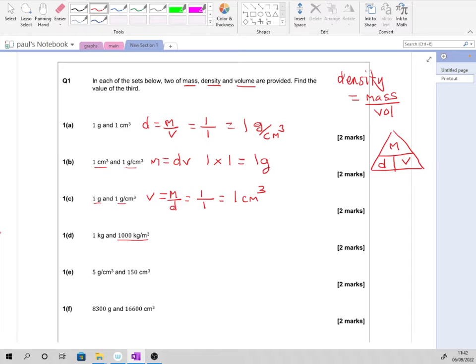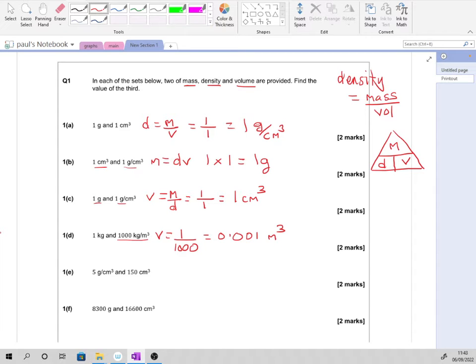Okay, now we've got kilograms. So we've got the mass, we've got the density, we need the volume. The volume is the mass divided by the density, which equals 1,000 kilograms. Yeah, the volume is the mass divided by the density, 1,000, which equals 0.001 meters cubed.